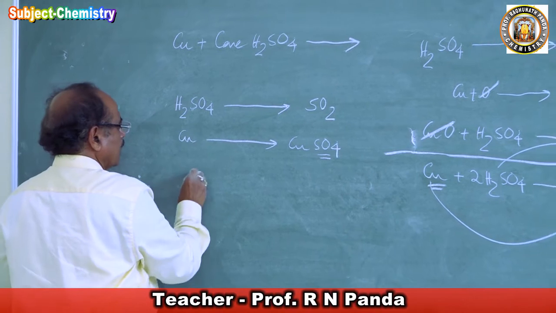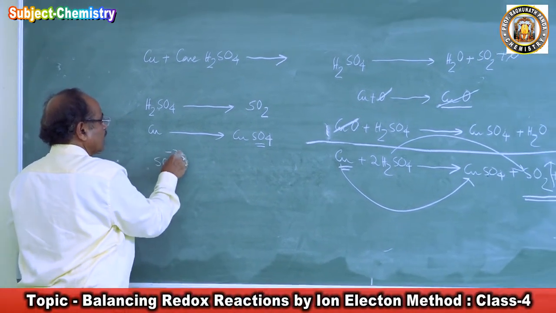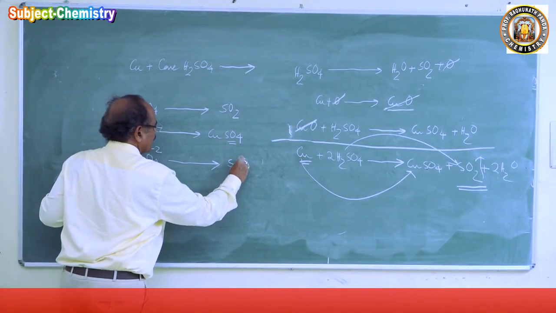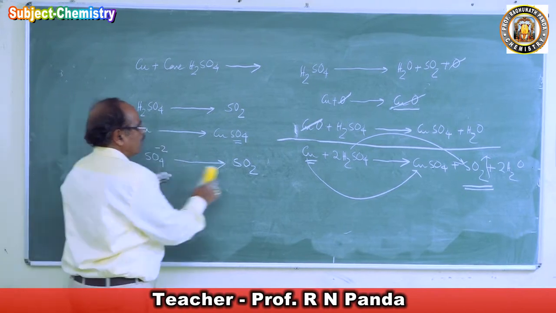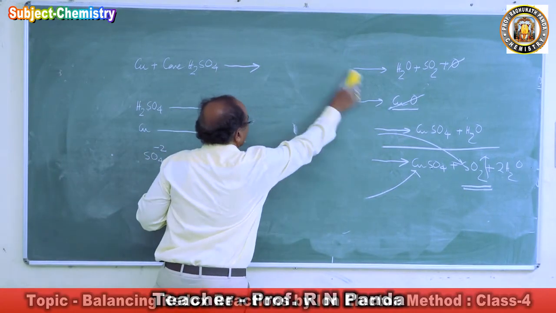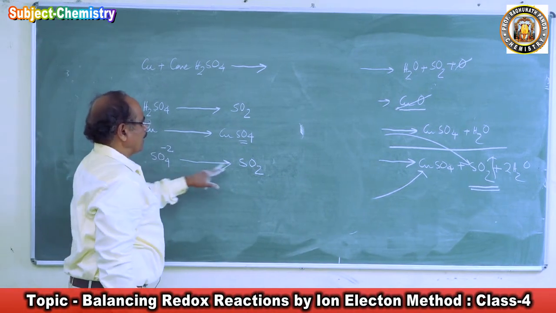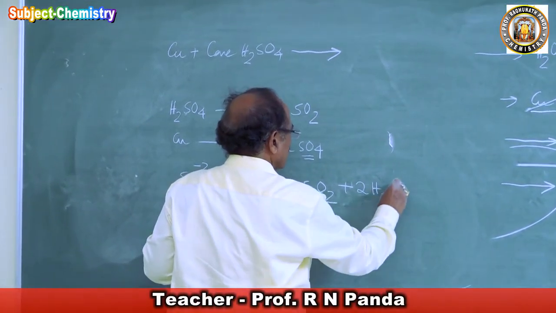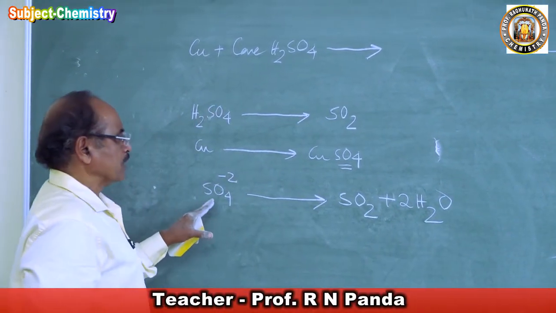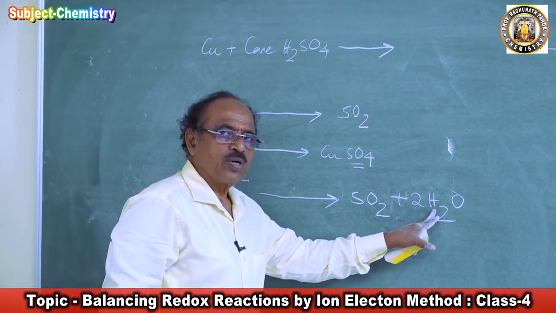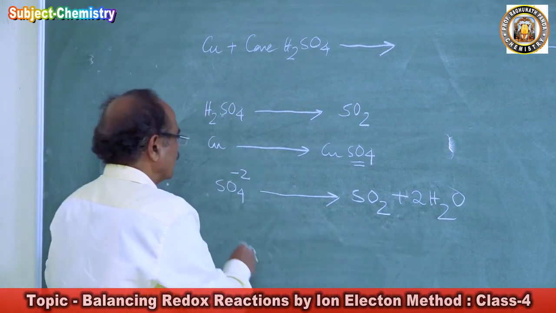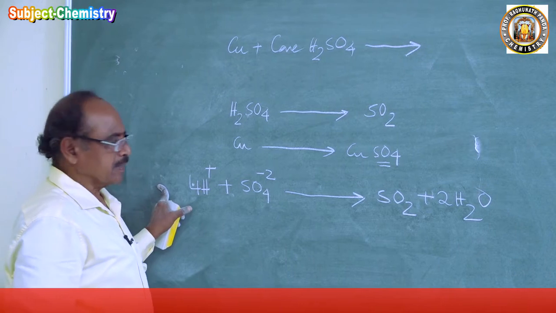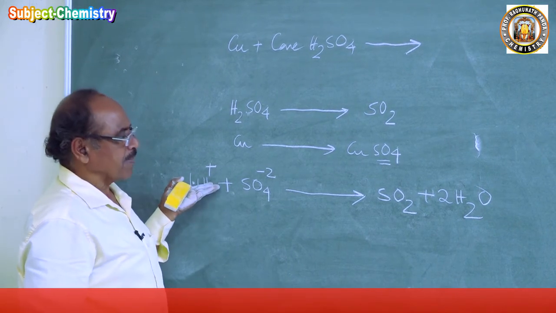So first the sulfur dioxide. What is the ionic form of sulfuric acid? SO4 minus 2, and it is forming sulfur dioxide. How many oxygen atoms are here? We have 4 oxygen atoms here and 2 oxygen atoms there. So add 2 water molecules to balance the oxygen atoms. How many hydrogen atoms do we get? 4 hydrogen atoms. So balance the hydrogen atoms by adding hydrogen ions. Then balance the charges by adding electrons.